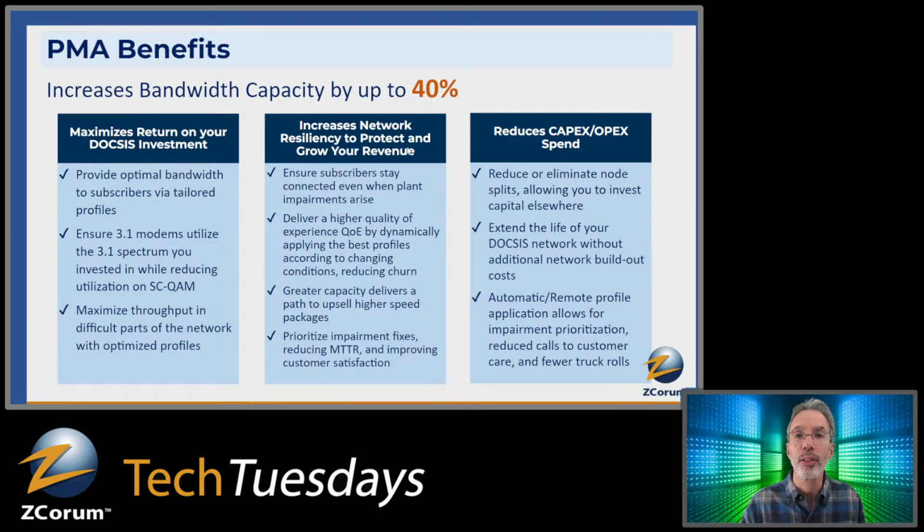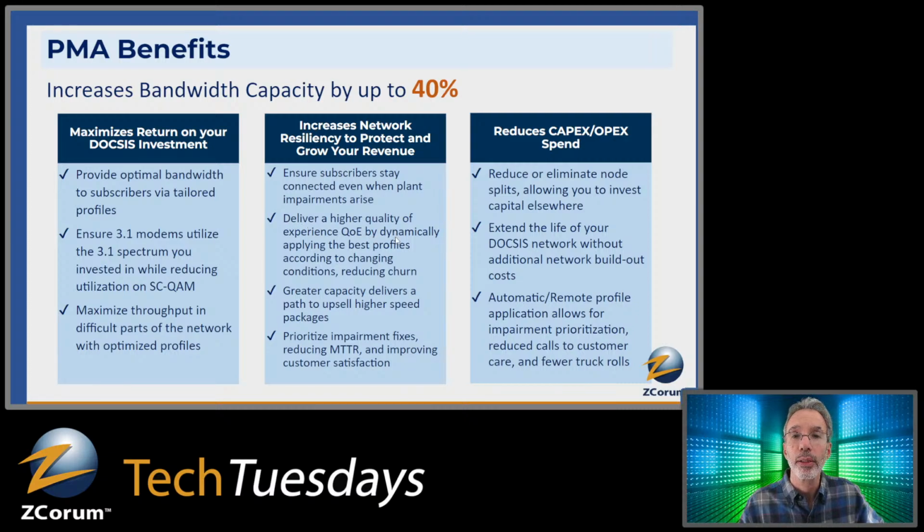Increases network resiliency to protect and grow your revenue. So again, this is the kind of thing where it's an ongoing process, automated in the background. Ensures subscribers stay connected even when plant impairments arise. Again, those impairments can change. You can have something that pops up one day, and then the next day it's gone, and then a week later it's back again, and could be temperature or moisture changes in the plant.